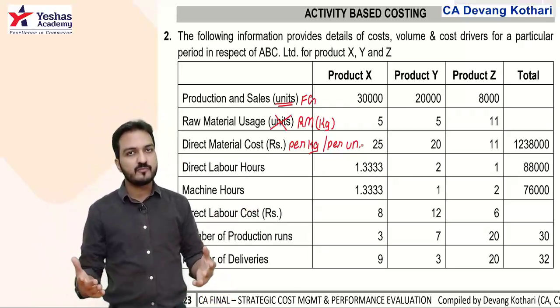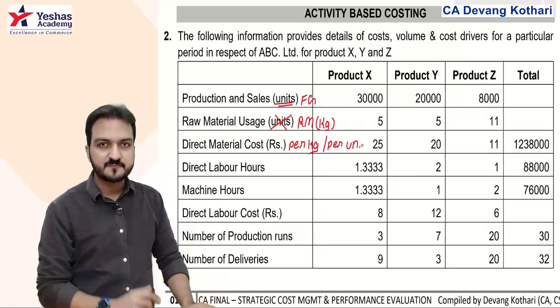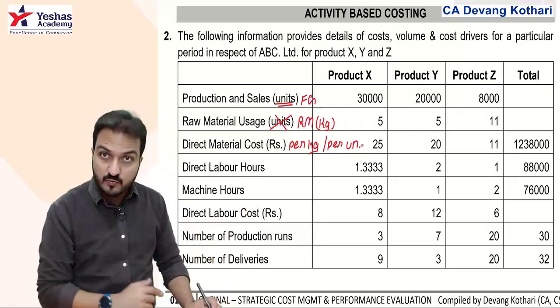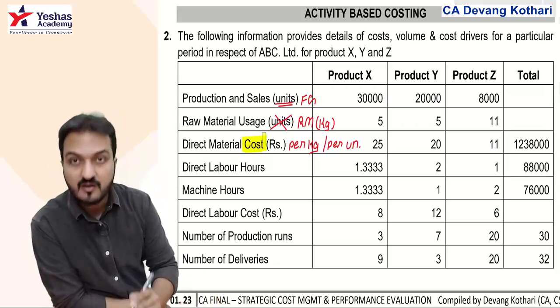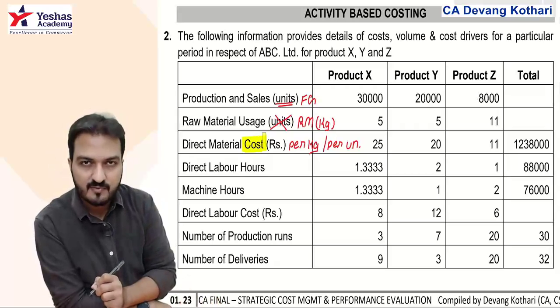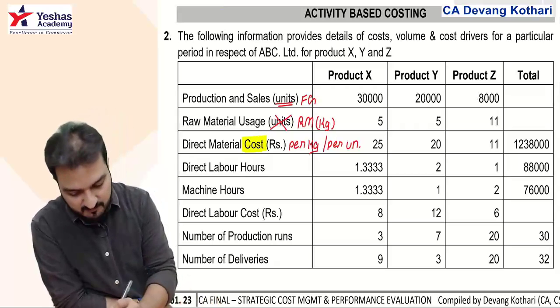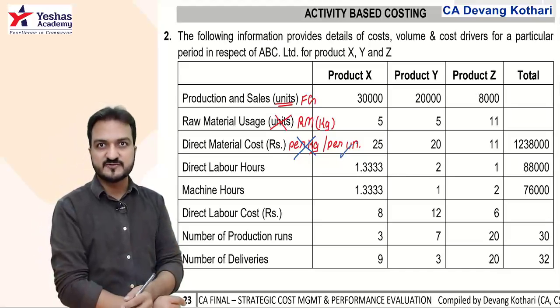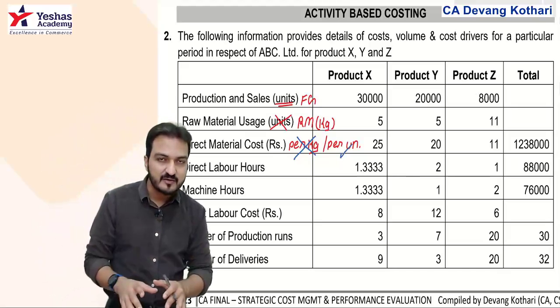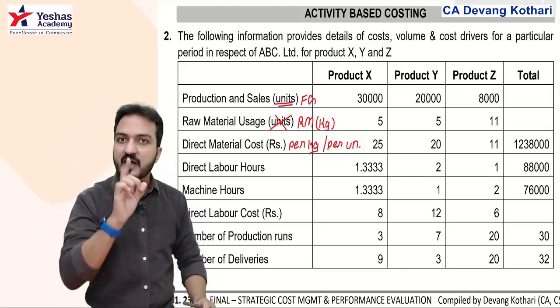How will I know? Well, look at the wordings. This is where the wordings will help you. If the wordings in the question say this is material cost, it means it is not per kg, it is per unit of the finished goods. If it was per kg, it would be called material price.